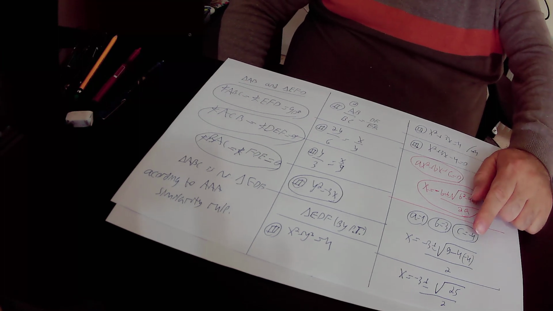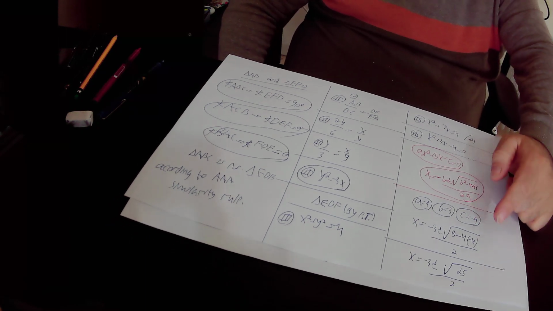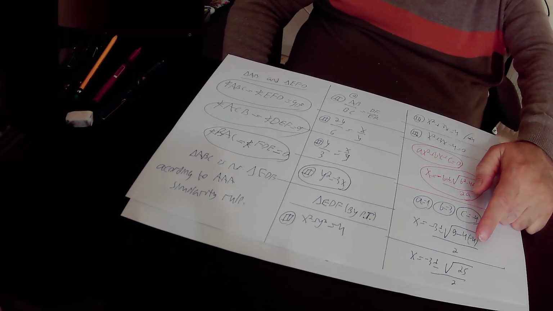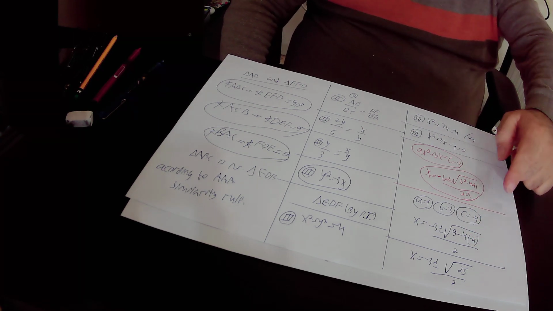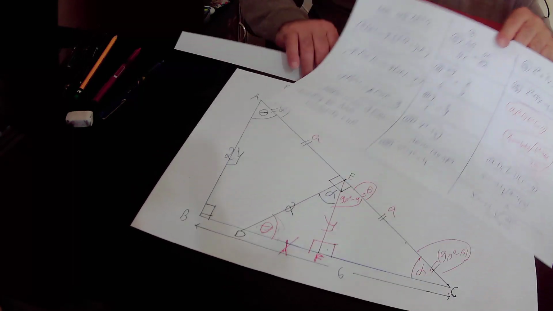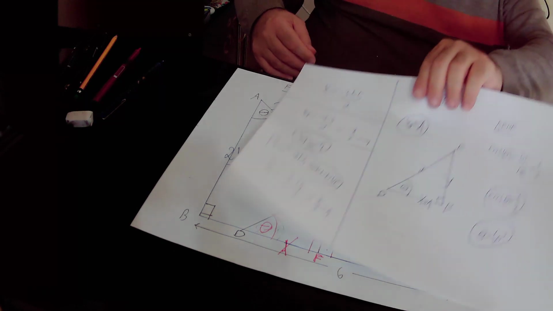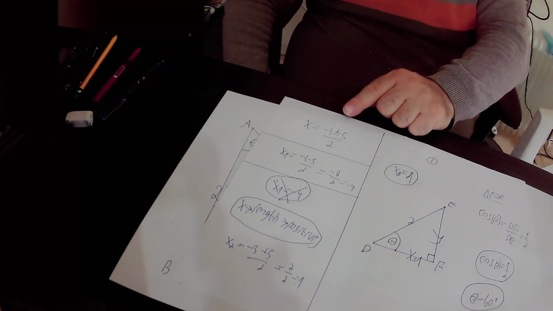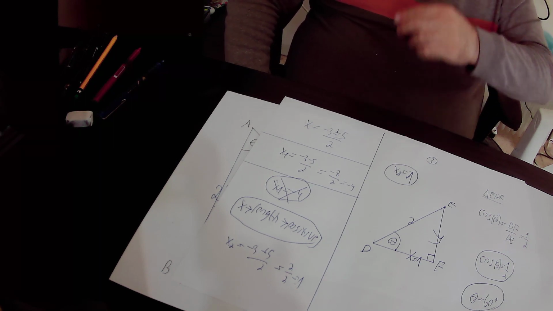So inside the root we have minus 4 times minus 4 is 16, and 16 plus 9 is 25. So in conclusion, we found out that x equals minus 3 plus minus the square root of 25 over 2. The square root of 25 is 5. So x equals minus 3 plus minus 5 over 2.